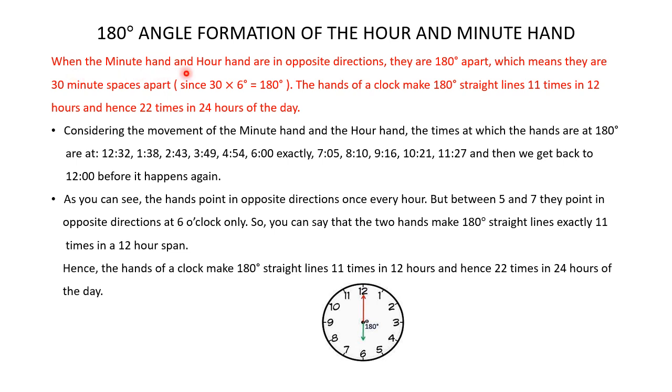So when the minute hand and the hour hand are in opposite directions, they are 180 degrees apart. The hands of a clock make 180-degree straight lines 11 times in 12 hours and hence 22 times in 24 hours of the day.